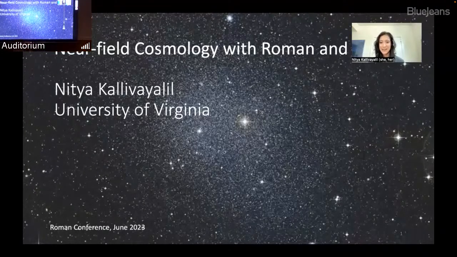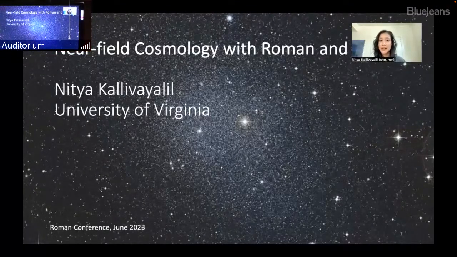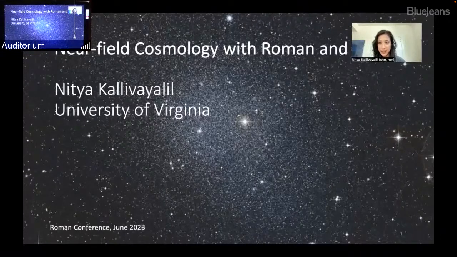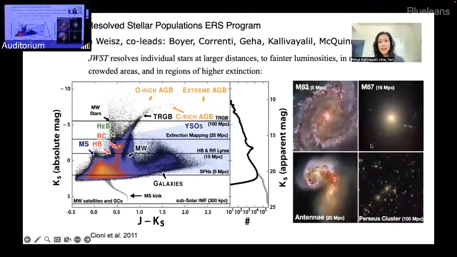So I'll be talking about near-field cosmology with Roman and JWST, and I'll be focusing really on lessons that we can take away from JWST and HST. I'll be speaking about two main programs. One is the Resolved Stellar Populations Early Release Science Program, PI'd by Dan Weiss, with several of us as co-leads. My group in particular is working on the proper motion side of things and also the star formation histories.